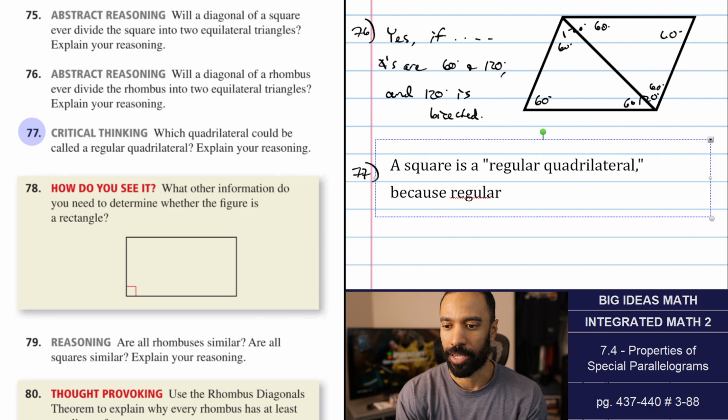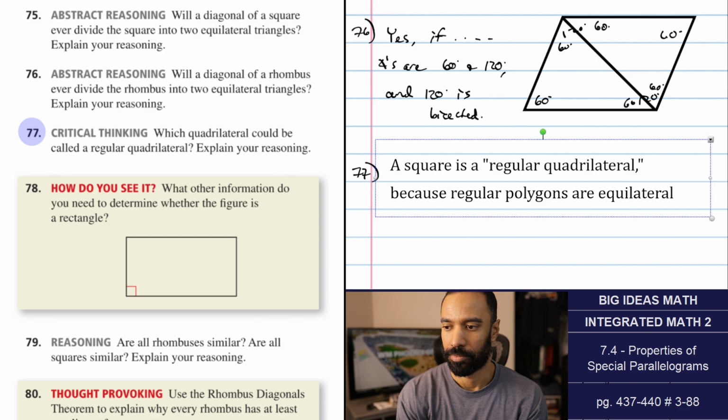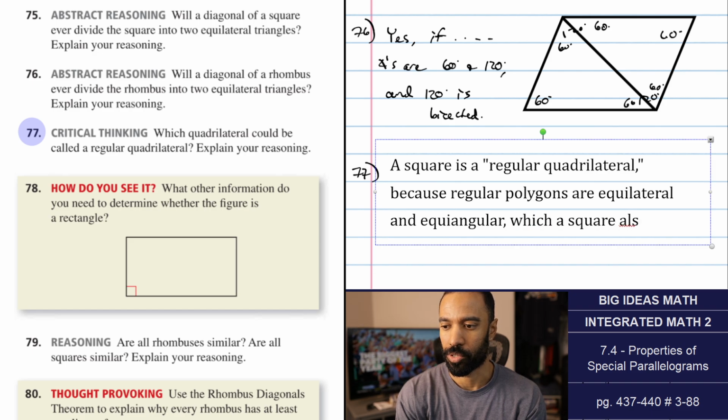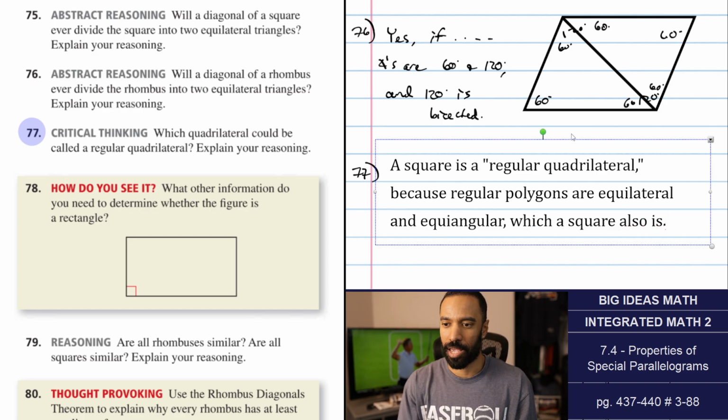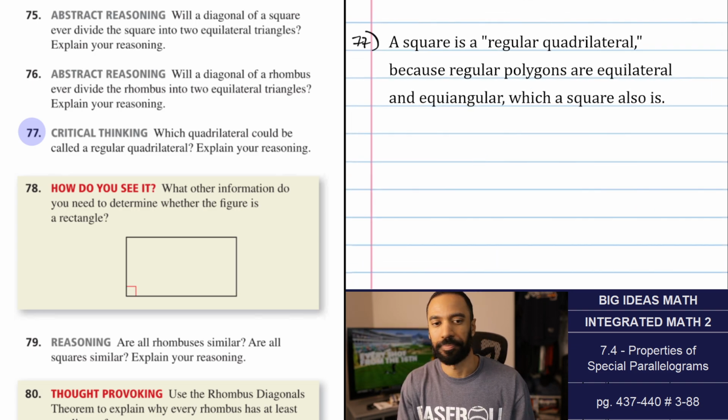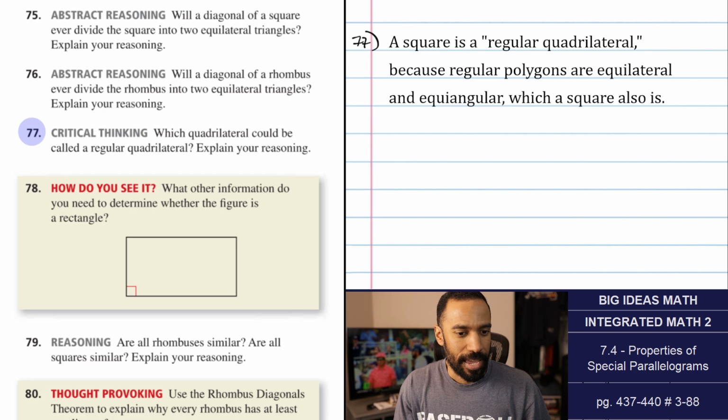Because regular polygons are equilateral and equiangular, which a square also is, as it's both a rectangle and rhombus, or rhombus and rectangle. Okay, number 78. How do you see it?